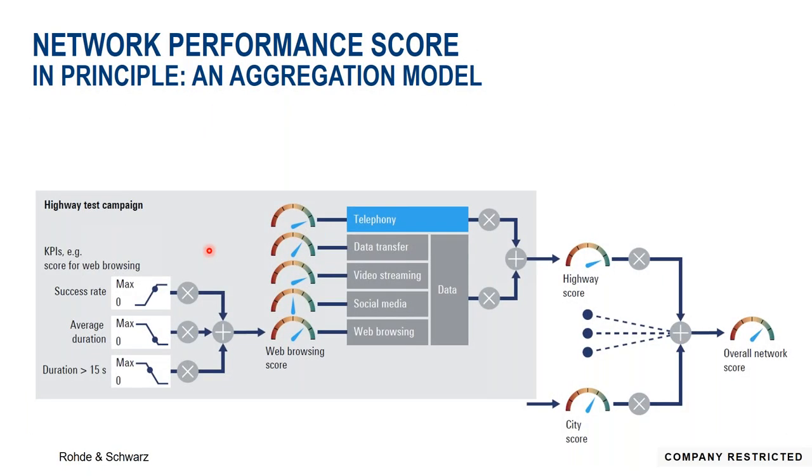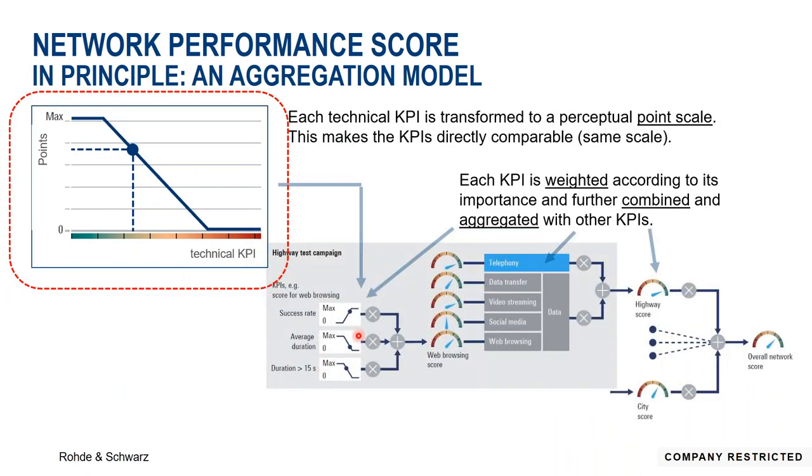Let's go down into level one, which is about the actual performance classes we are looking at, in other words the KPIs. In this case, we are only looking at one part of the score of the whole region. The score is separated into telephony and data. Data itself is also separated into data transfer, video streaming, social media, and web browsing.